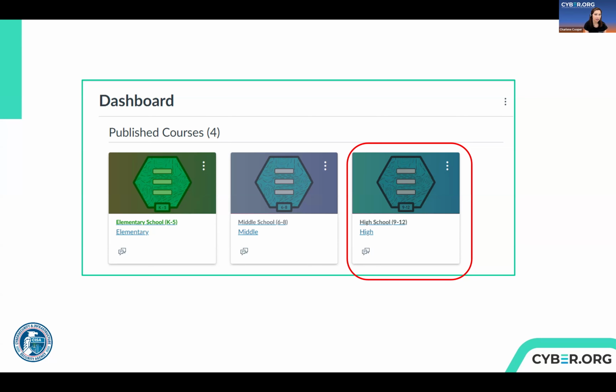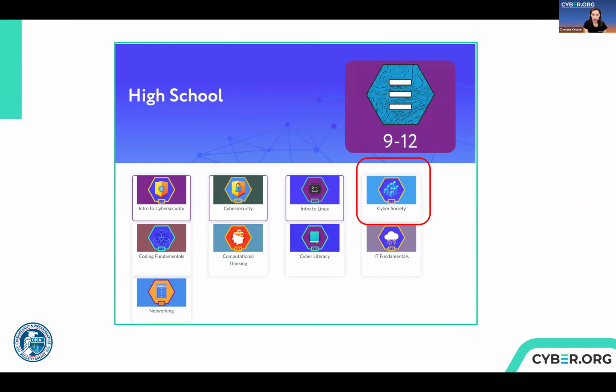But for Cyber Society, you can find it in middle school or high school. And I just selected high school here. So if you click on high school, then you'll go to this next step here, and you'll see all of these courses. And Cyber Society is the one that has the building. So you'll click on that, and that will take you to everything that you saw here today.